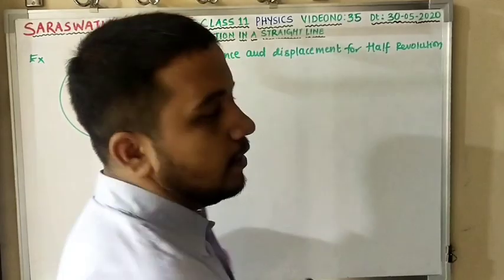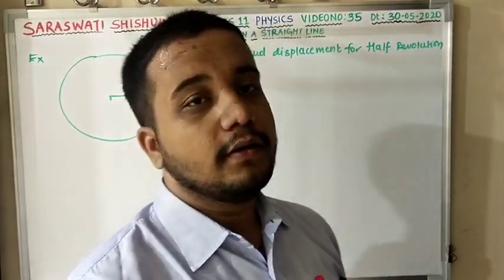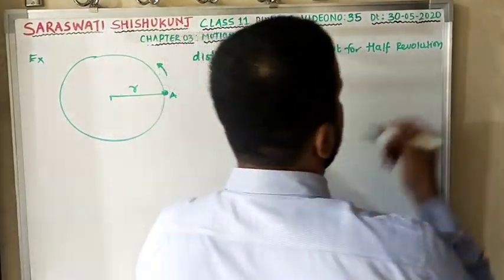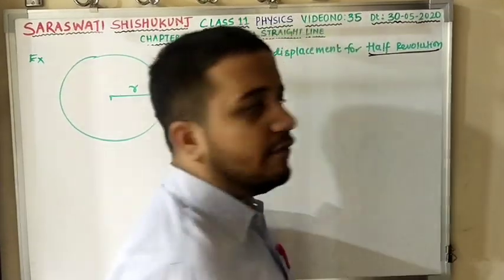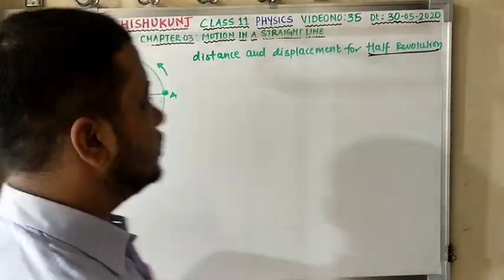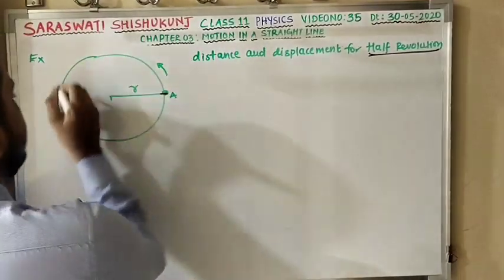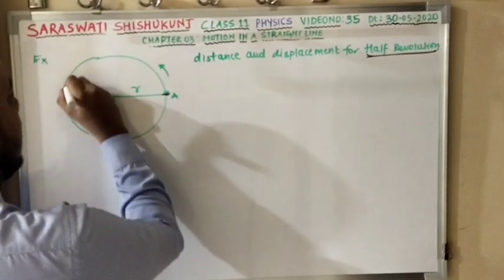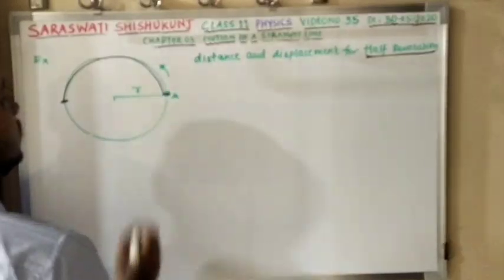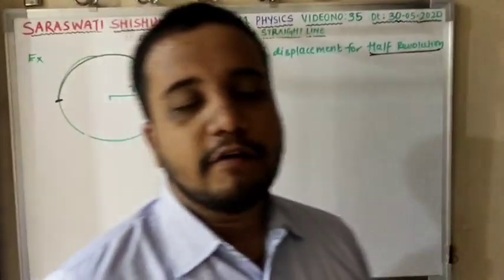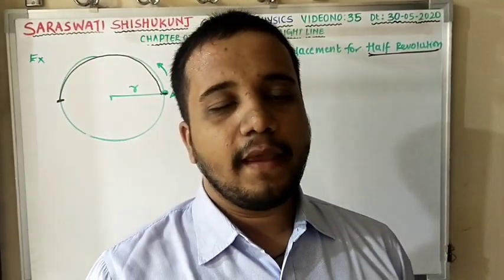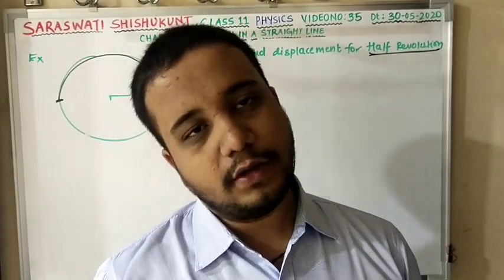Is this clear? Here there is one important word they have given in the question, that is half revolution. Half revolution means what? The position coordinate will start from here and come over here. Hope this is half portion of it. Yes or no? So this much you have to determine the distance for, and then we have to determine the displacement for the same.